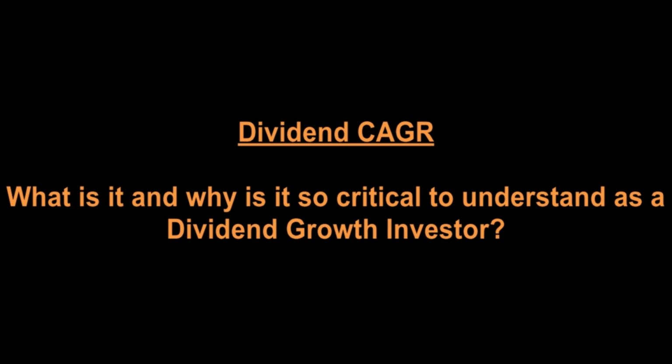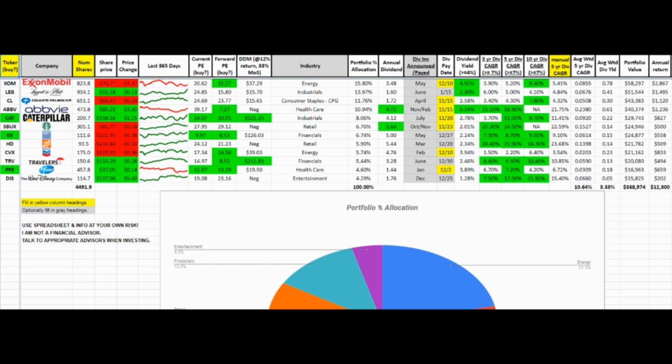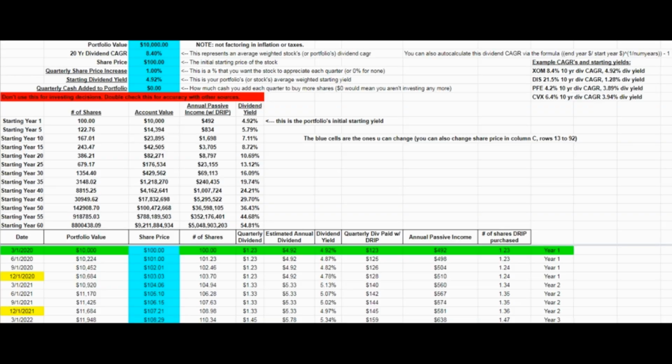For example, in my ExxonMobil stock reveal video I just did, I showed a copy of my portfolio spreadsheet that looks something like this, and I talked about various dividend CAGR metrics. In this video I'm going to show you some examples of why dividend CAGR is so important by using a new modeling spreadsheet I created, which I'll include a link to in my description below, so you can make a copy of it and put in your own values into your own version to see how various stocks in your portfolios could grow over time.